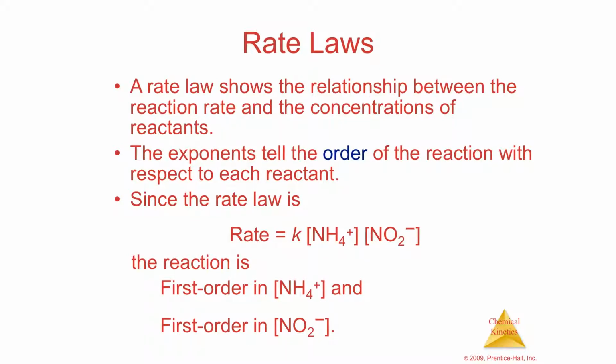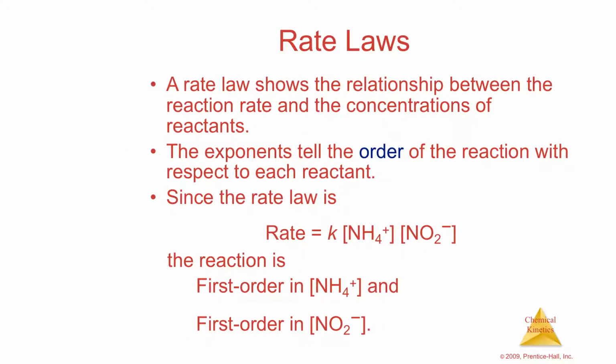Section 14.4, Rate Laws. A rate law shows the relationship between the reaction rate and the concentrations of the reactants. So if you have a reaction where ammonium and nitrite are reacting together, and you have a rate law where it's k times ammonium to the first power and nitrite to the first power, what that means is if you double the concentration of ammonium, so you have twice as much ammonium at the beginning, it's going to happen twice as fast.